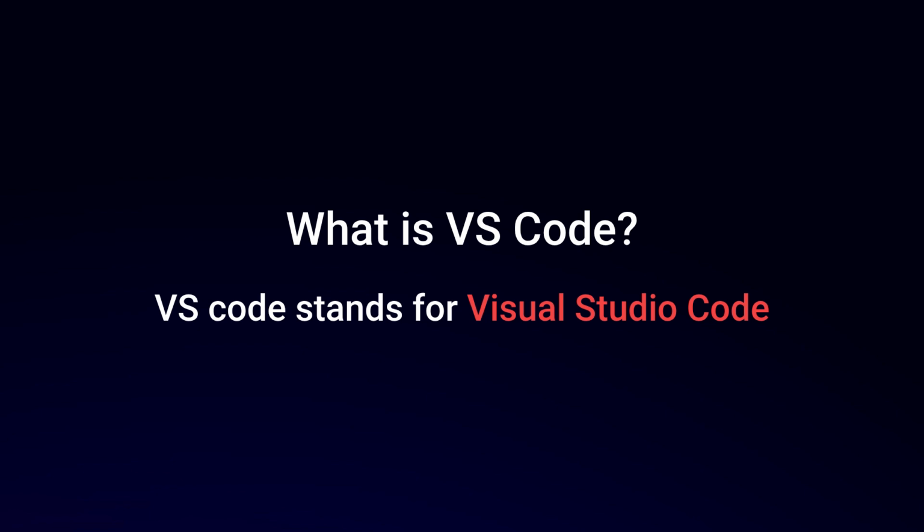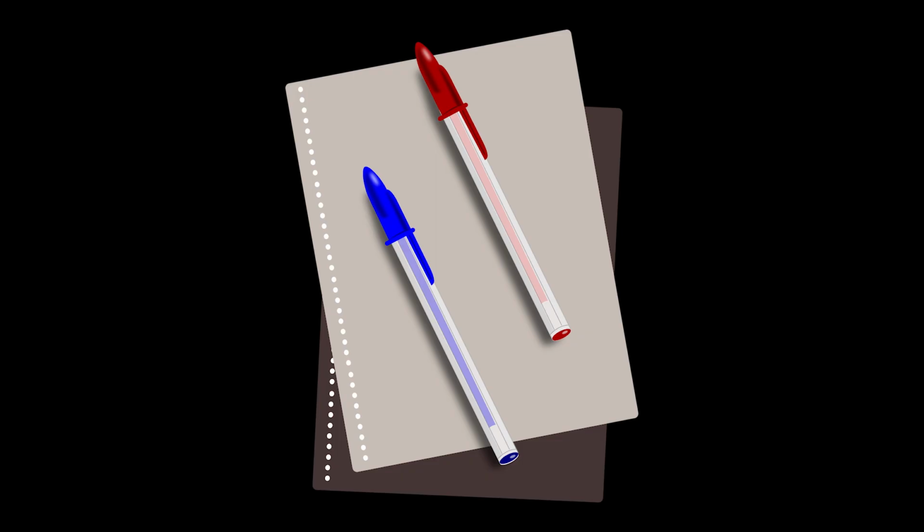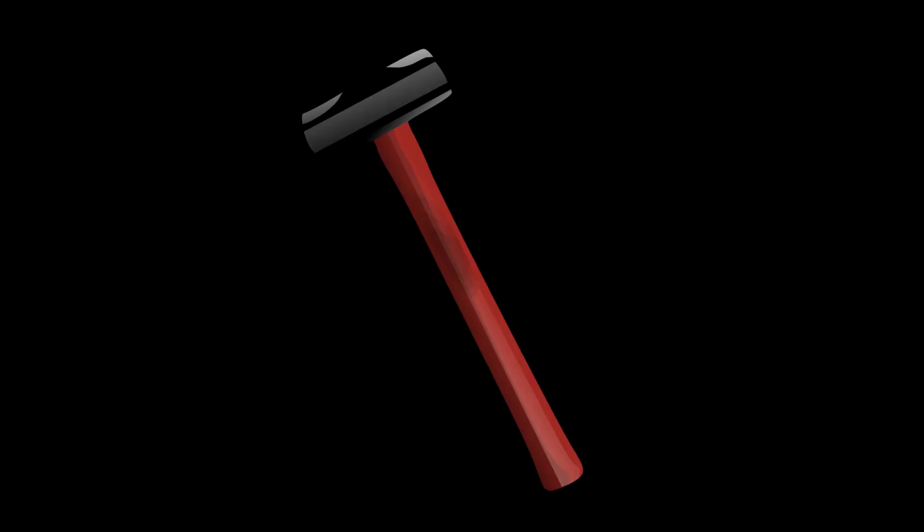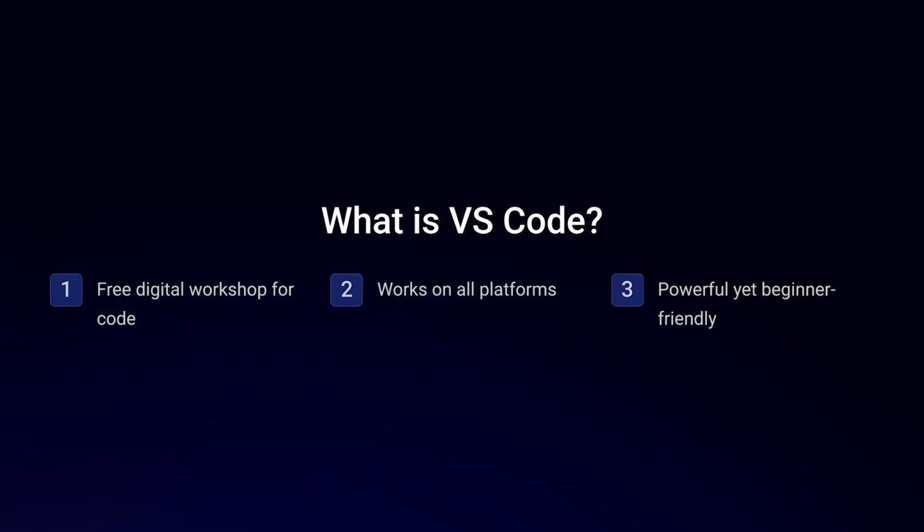It stands for Visual Studio Code, and it's what we call a code editor. Imagine you want to build a house, you wouldn't use just pen and paper, right? You'd need a special workshop with all the right tools, hammers, saws, measuring tapes. VS Code is exactly that, your digital workshop for writing code. It's free, it works on Windows, Mac, and Linux, and it's incredibly powerful. But don't let powerful scare you. It's also designed to be easy for newcomers.